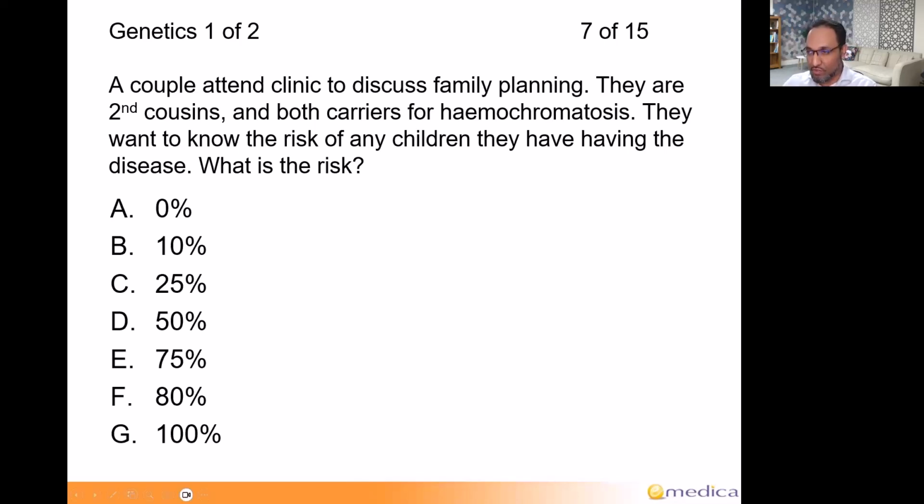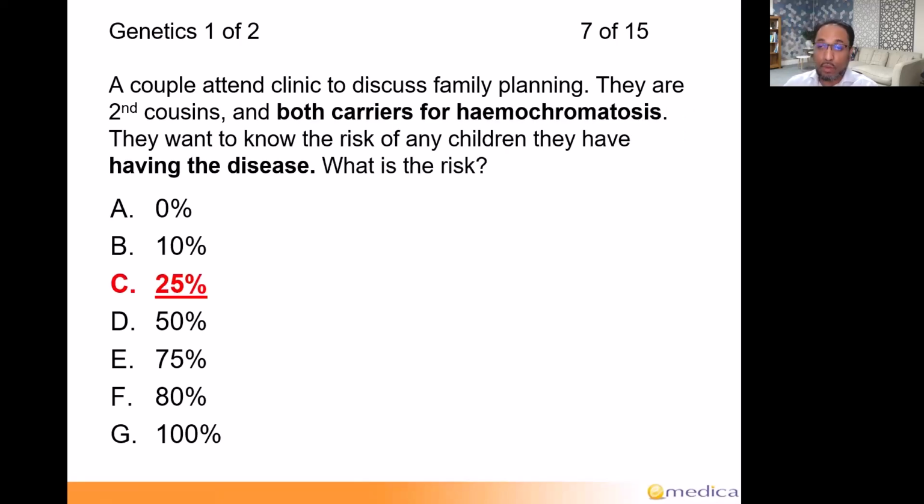Hemochromatosis is autosomal recessive. Absolutely, well done. Okay, and so what we see is that they're both carriers, the parents, and they want to know the risk that their children will have the disease. Not be carriers like they are, but have the disease. They're worried because they're both carriers. Do you see? And carriers may still have symptoms, but it's not as severe usually.